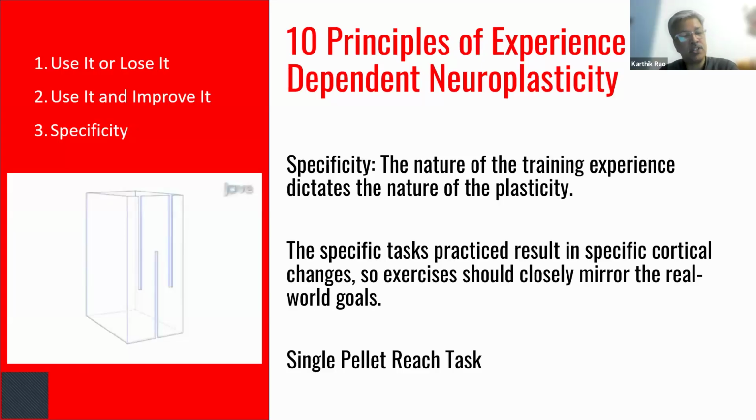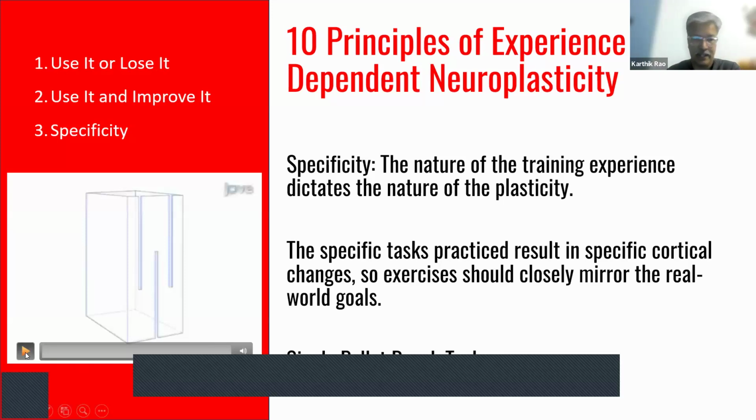So this was the experiment which Kleim and Jones had done with the single pellet reach task. Let me just quickly play this video to show you how it was designed. Step one is to allow mice to become familiar with the training chamber and food pellets. So they put a mouse inside a training chamber, and as you can see, there are 3 slits on that, and they had put some food pellets which the mice can eat.